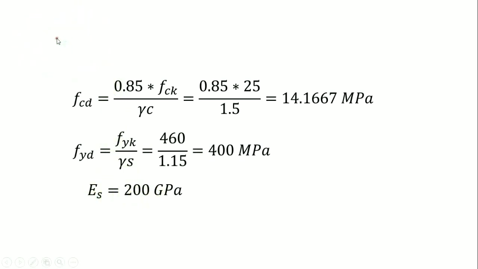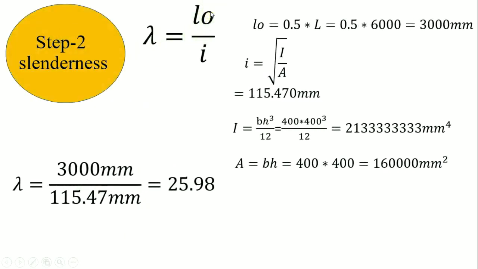Let us see the second one, slenderness. Slenderness is equal to L naught over i. But the point is how to calculate L naught and i. The value of L naught varies according to its support. I will show you how to calculate L naught. Since the support condition is fixed, we use L naught equal to 0.5 times L.